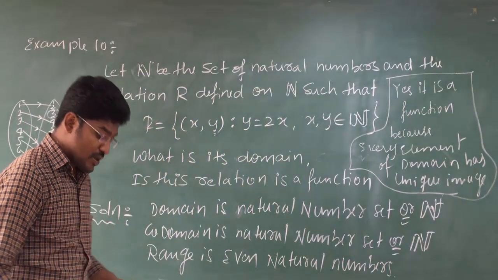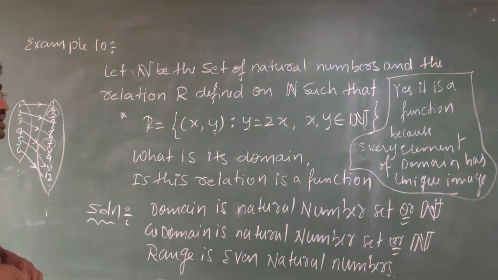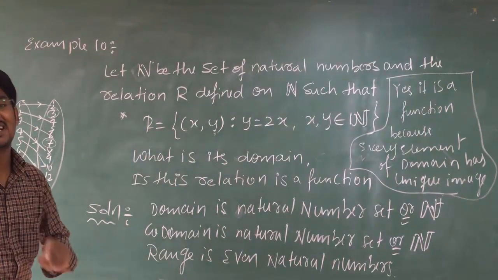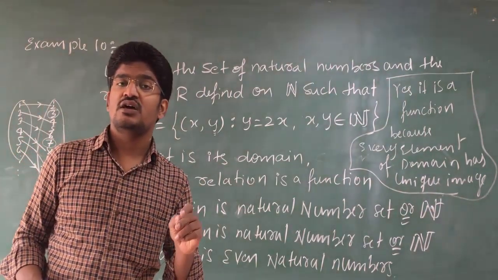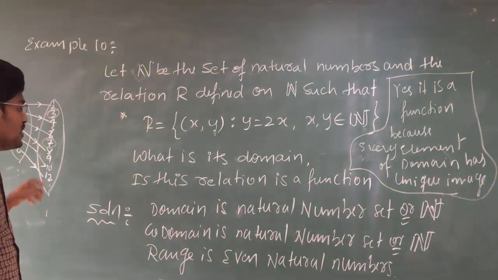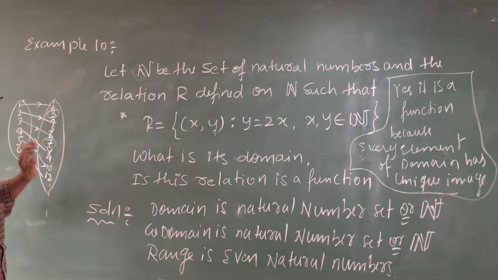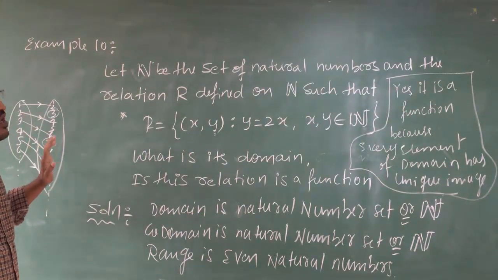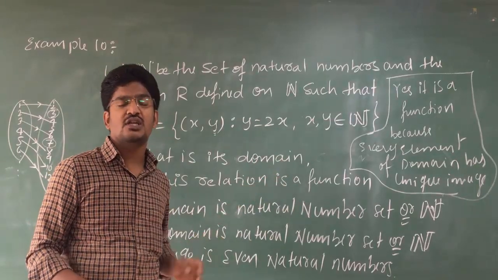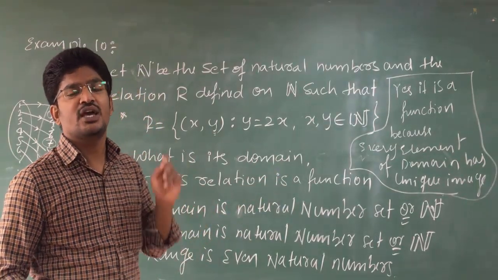Clear? Suppose it is not a function. Whenever you are solving this type of example, you will come up with one example, and from that you will get the answer as no. But to say no, there are no such examples here. So that's why I will write yes. Therefore it is a function because every element of the domain has a unique image.